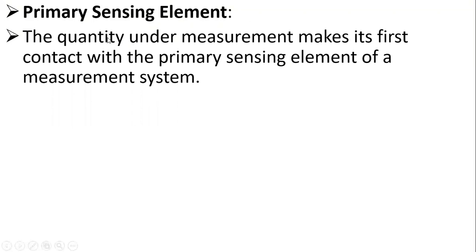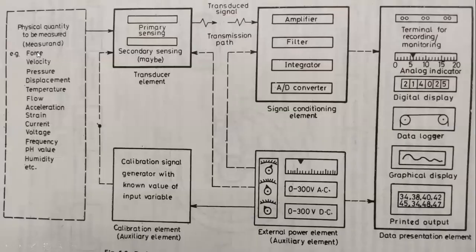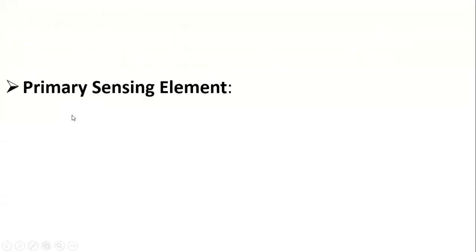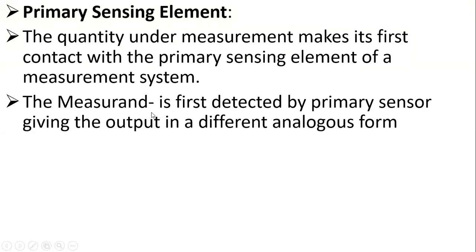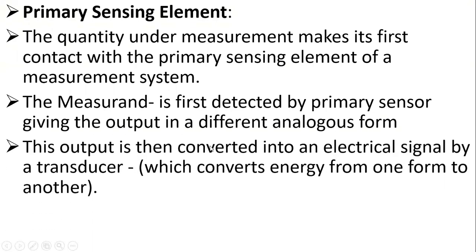Okay, so the quantities under measurement are what we have seen: all the parameters here, force, velocity, pressure, all these things. These quantities make first contact with the primary sensing element of the measurement system. Whatever the quantity under measurement, we normally call it the measurand. It is first detected by the primary sensing element, giving the output in a different analogous form.